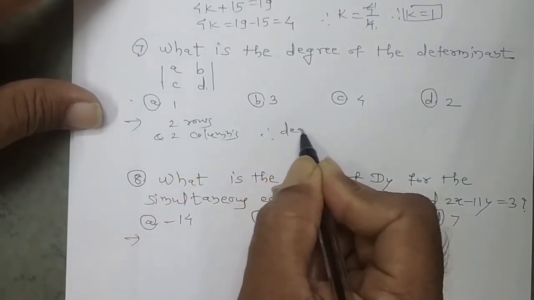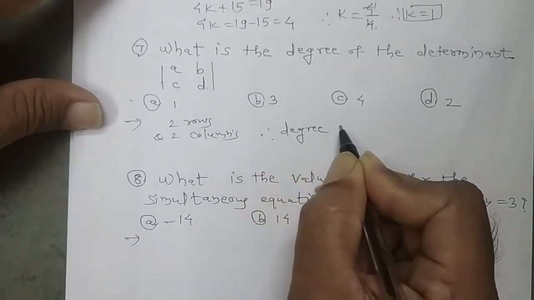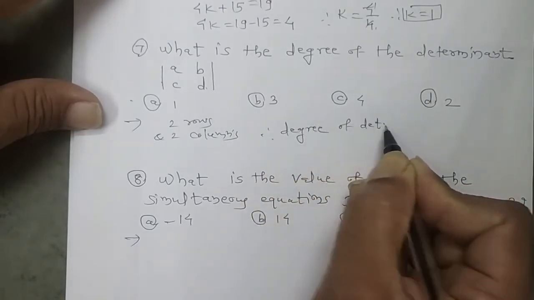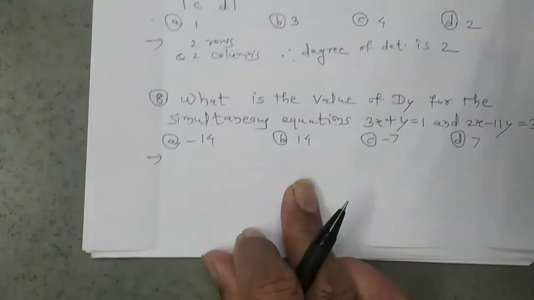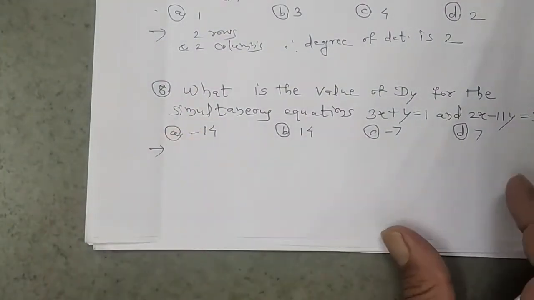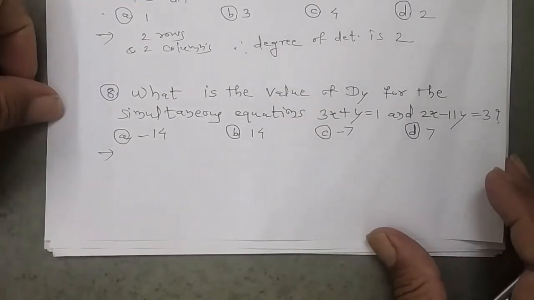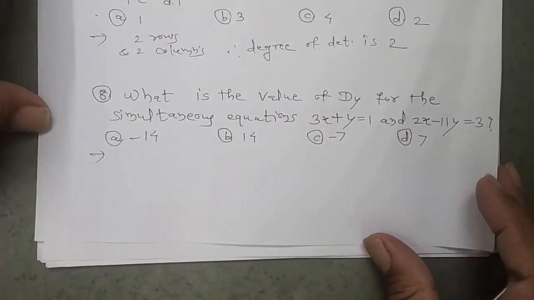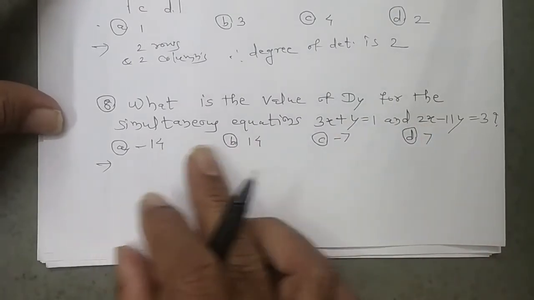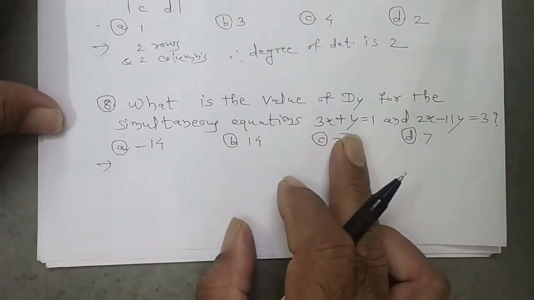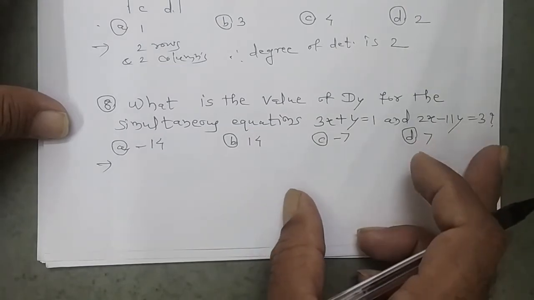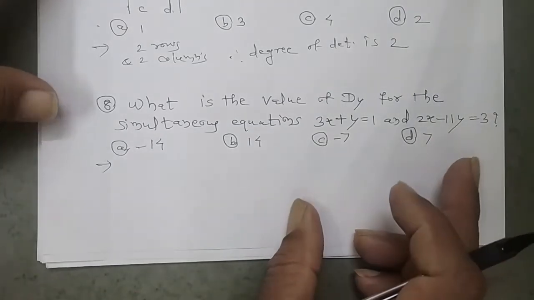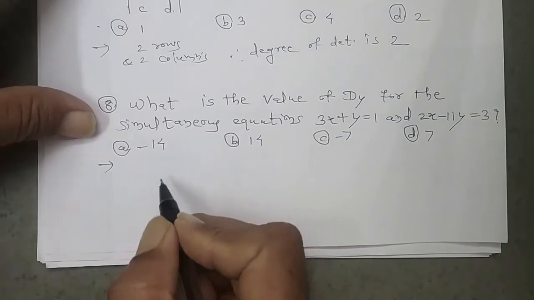Therefore degree of determinant is 2. Number 8, what is the value of dy for the simultaneous equations 3x plus y is equal to 1 and 2x minus 11y is equal to 3? Now we have to find the value of dy.